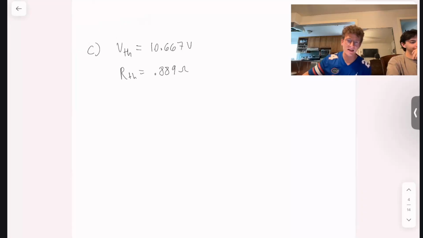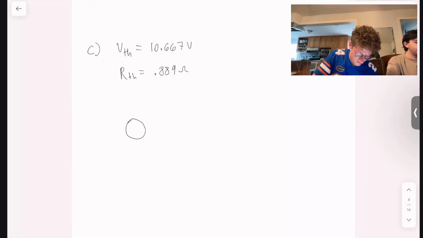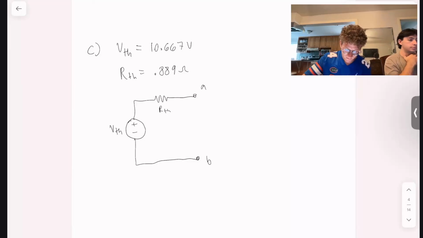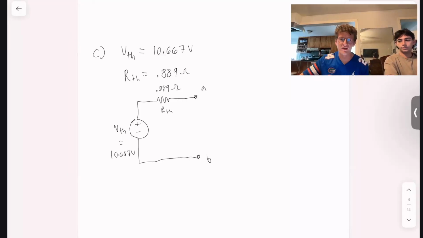And part C asks us to redraw the Thevenin equivalent circuit. So we need our Thevenin source, our Thevenin resistance, and then our two terminals A and B. We've determined that V Thevenin is equal to 10.667 volts, and that R Thevenin is 0.889 ohms. And then there you have it. There's your Thevenin equivalent circuit.